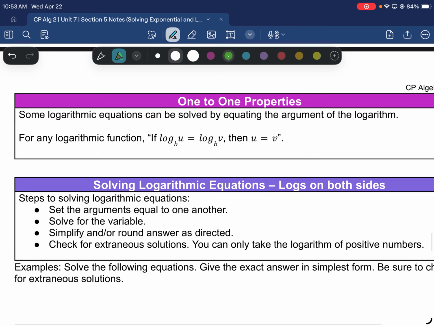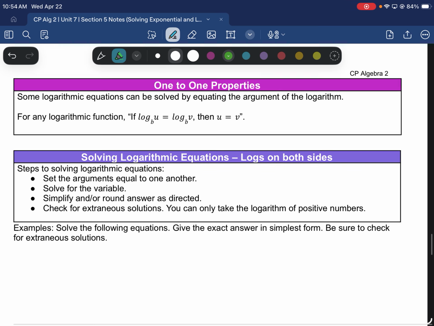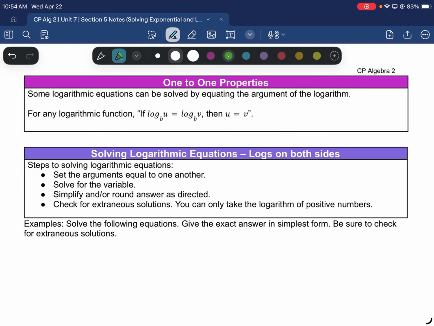Okay, now we're going to do the easiest of the logs, and then we're going to move to where it's a little bit harder. So we have that same one-to-one property that we did with the exponentials, where if my bases were the same, then I just set the exponents equal to each other. Now, if you have log base b that's the same on both sides of your equation, then you can set what you're taking the log of equal to each other. Set your arguments equal, solve for the variables, simplify, check for extraneous solutions.